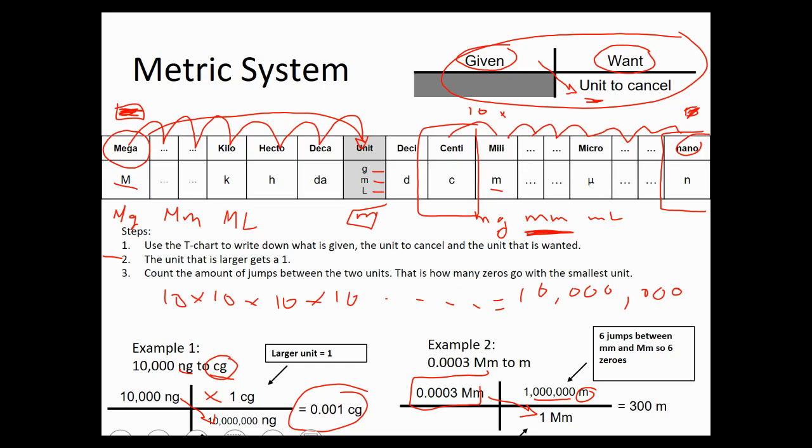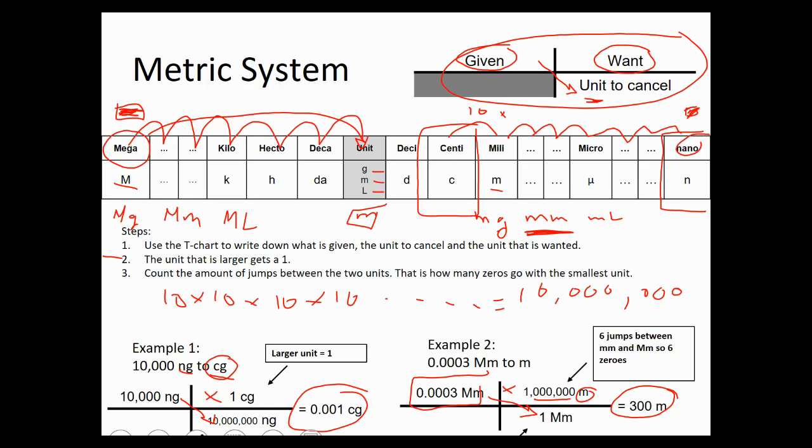So then we're going to take the two numbers on top and multiply them. So 0.0003 times 1 million divided by 1 gives us 300 meters. And those are our conversions, right?